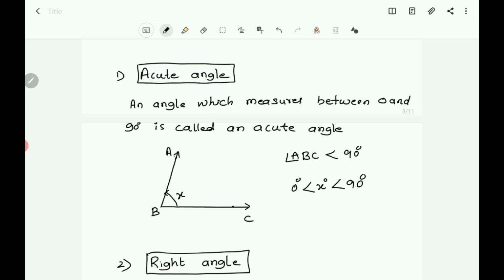So what is an acute angle? An angle which measures between 0 degree and 90 degree. Usually you can say that an angle which measures less than 90 degree is called an acute angle.